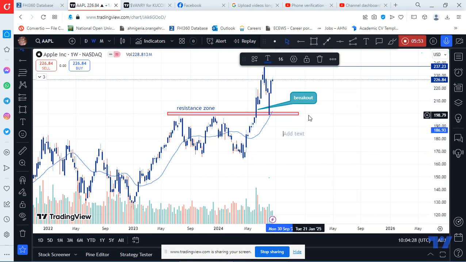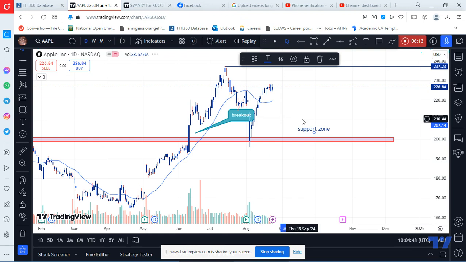So it now changes to a support zone. I don't know if you understand. So now price comes down, wicks, and after that you could see a massive buy. If I turn to my daily, you're actually going to see a massive jump in price. Price kept going, going, going. I don't know if you understand.